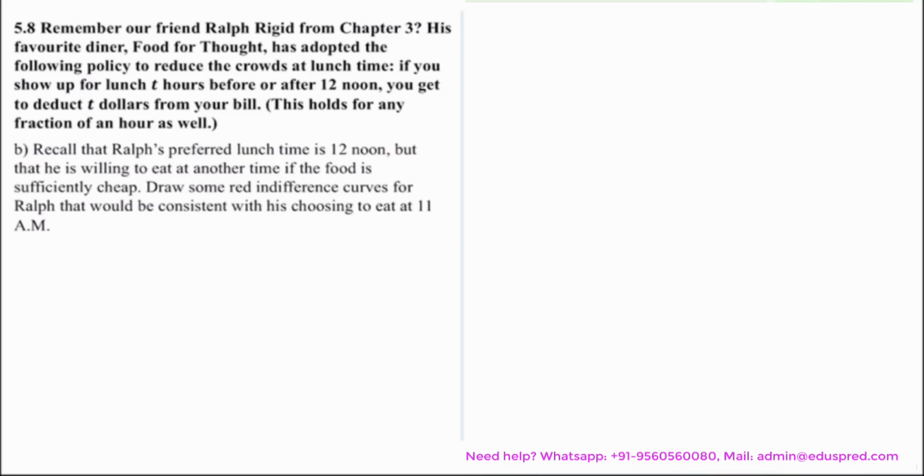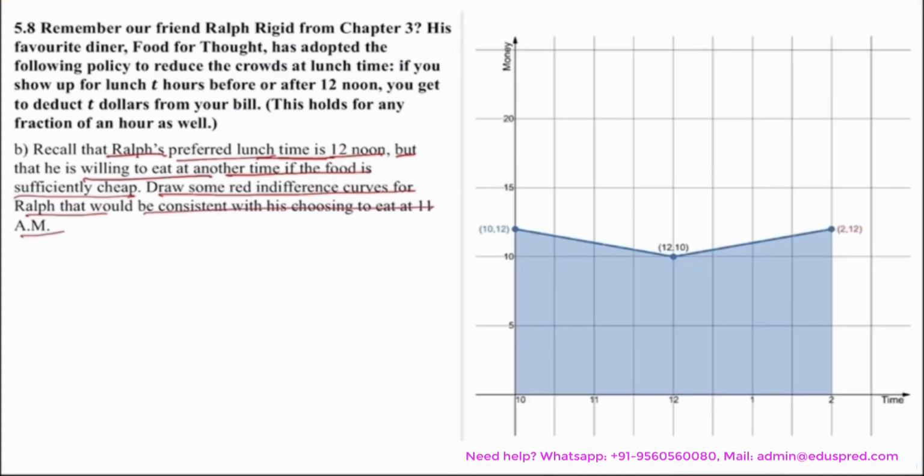In this video, we would be solving this part B, which says, recall that Ralph's preferred lunch time is 12 noon. But he is willing to eat at another time if the food is sufficiently cheap. Draw some of the red indifference curve for Ralph that would be consistent with his choosing to eat at 11 a.m.